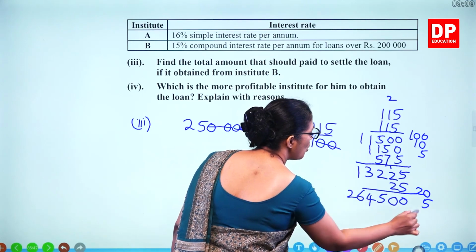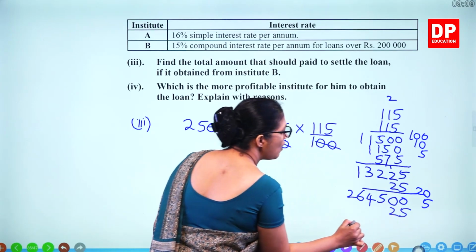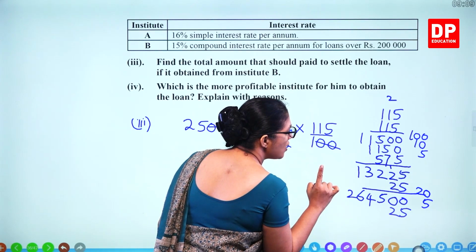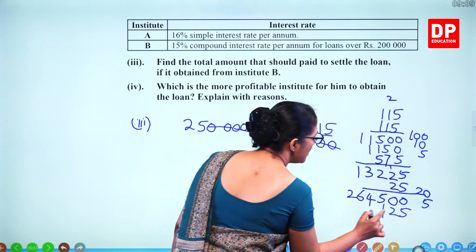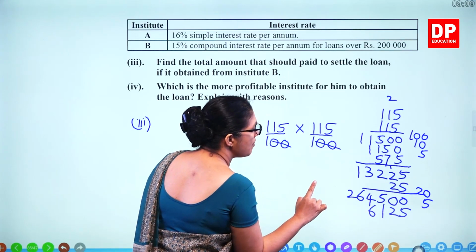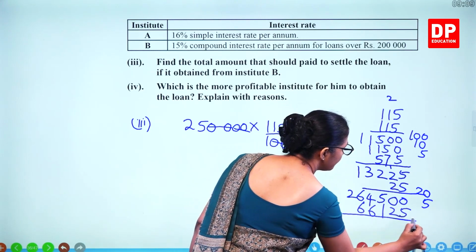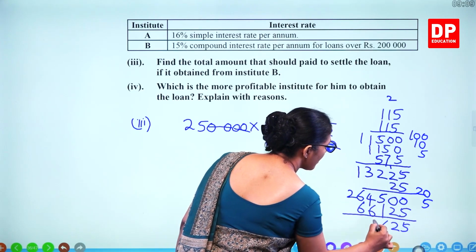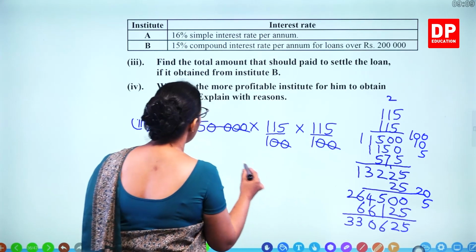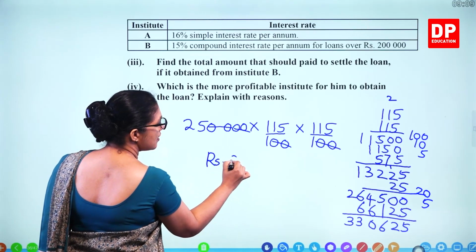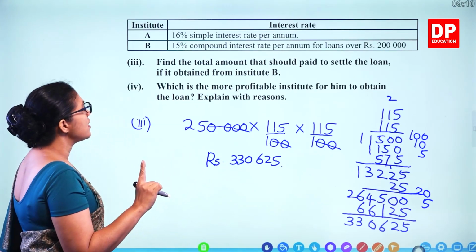4, 6, 2. 5 times 5, 25. 2 remaining. 5 times 2, 10 plus 2, 12. 1 remaining. 5 times 2, 10 plus 1, 11. 1 remaining. 5 times 3, 15 plus 1, 16. 1 remaining. 5 times 1, 5 plus 1, 6. Add it together. So you get 330,625 needs to pay for 2 years.